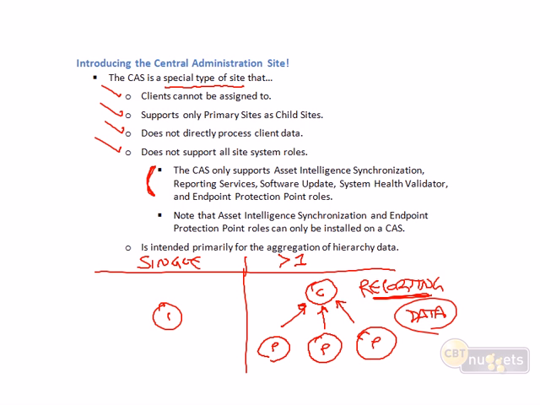What's interesting, and this may not be well known, is that if you do end up in a CAS architecture, the asset intelligence synchronization and the endpoint protection agent can only be installed on the CAS. So this is a special server intended primarily for the aggregation of hierarchy data, and that's really what it's there for. So, all right, I had my single server. Now if I ever want to go past one, I actually have to start with two. I have to have, first of all, the CAS, and then at least one primary that talks to my clients.